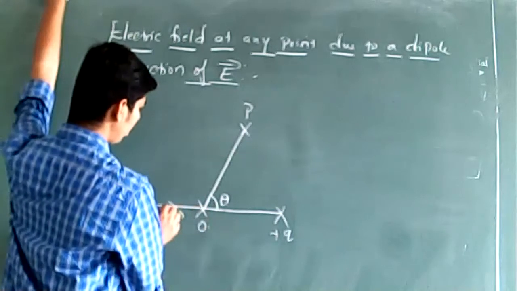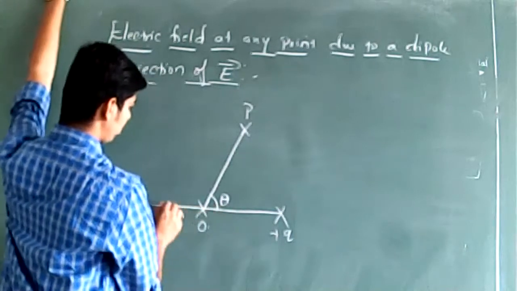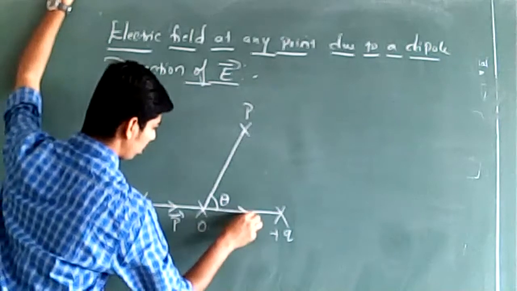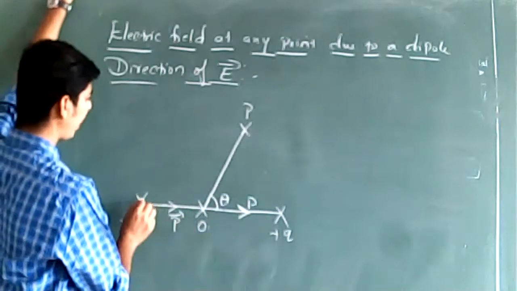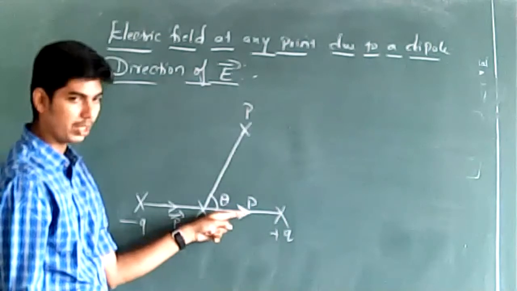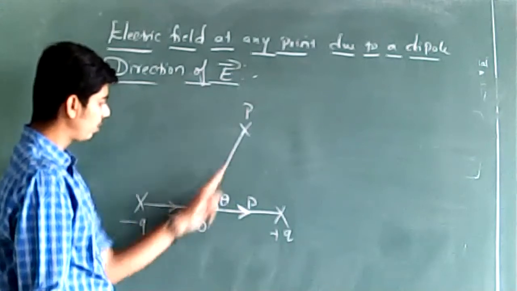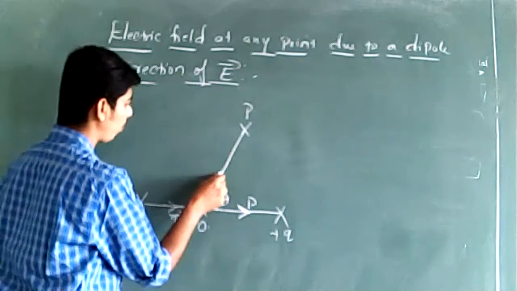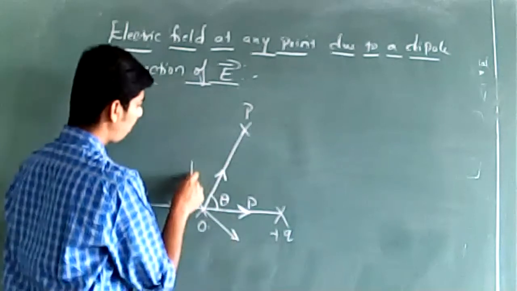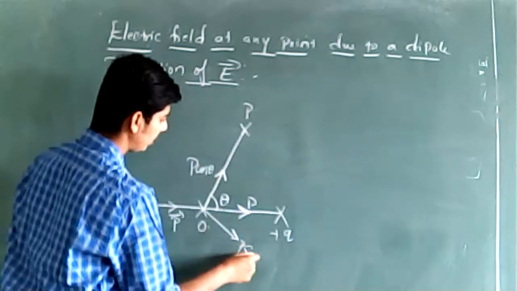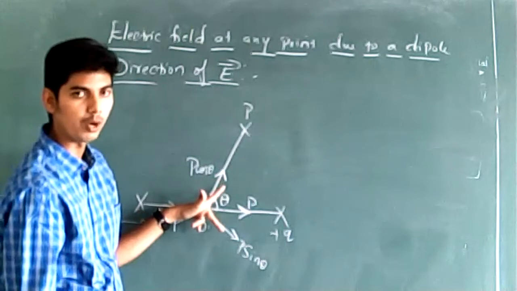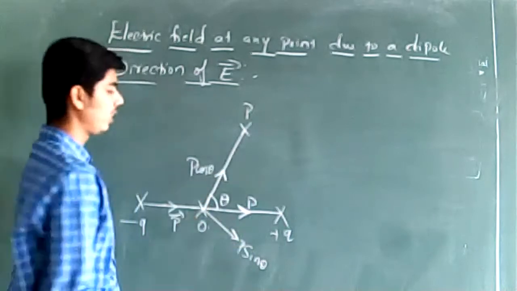Now, this vector P can be resolved. Vector P must act from -q to +q, so I write it here. Now, this vector P is acting at some angle theta with this line. However, this vector P can be resolved into two mutually perpendicular components: P cos theta and P sin theta.